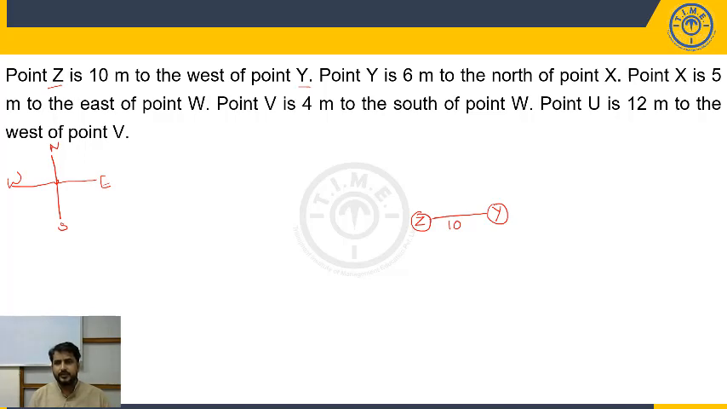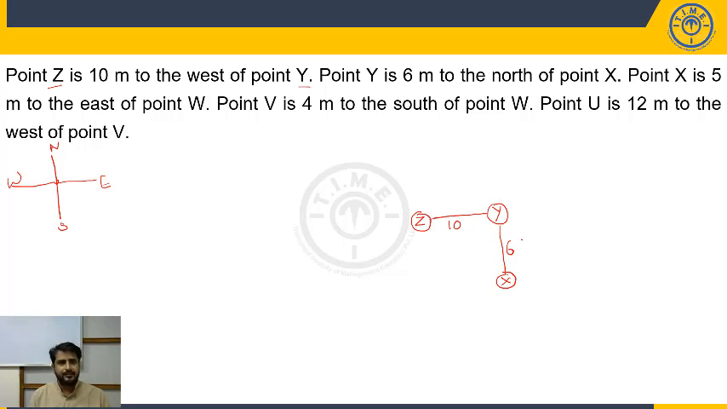Then what is given? Point Y is 6 meters north of X. Y is north of X is as good as X is south of Y. So X is south of Y. So here will be X position and the distance is 6 meters.